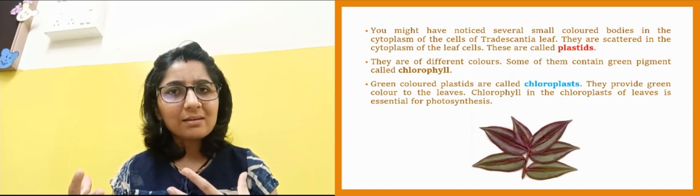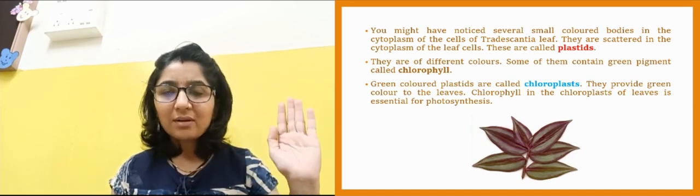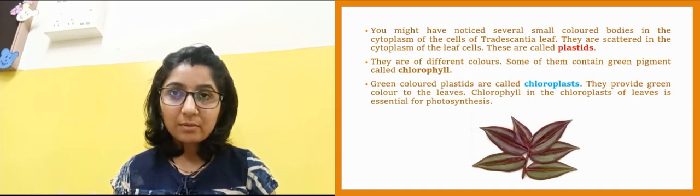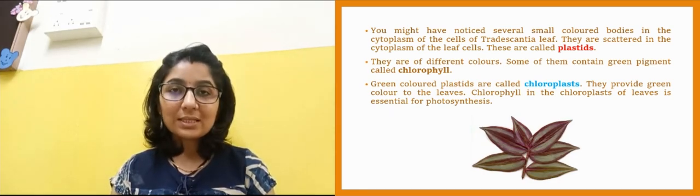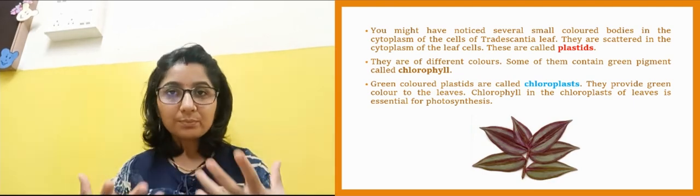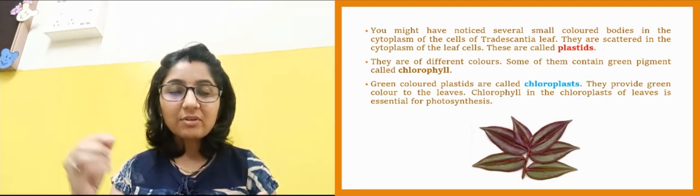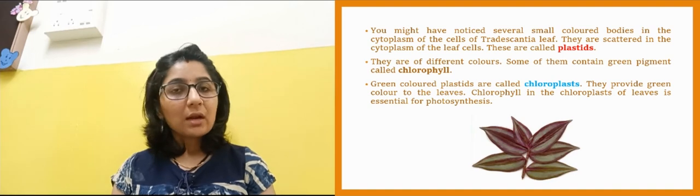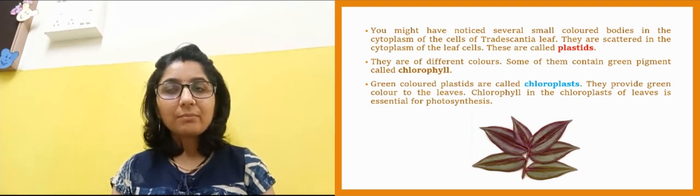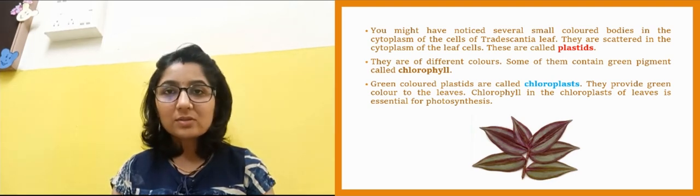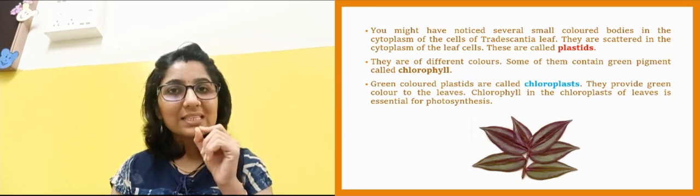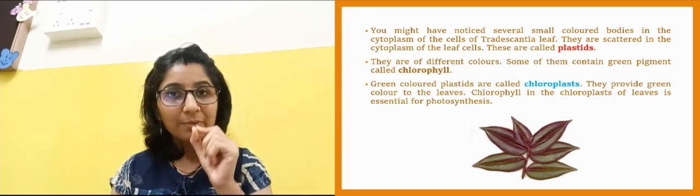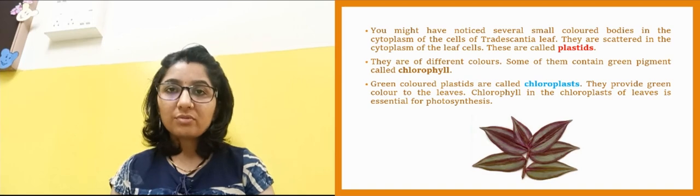Plastids are variously colored. Some plants will have differently colored plastids. These plastids are the colored components present in the cell, and they give color to the part wherever they are present. There are different colors, as I said, and some of them contain a green pigment that is called chlorophyll. Yes, you have heard about chlorophyll.